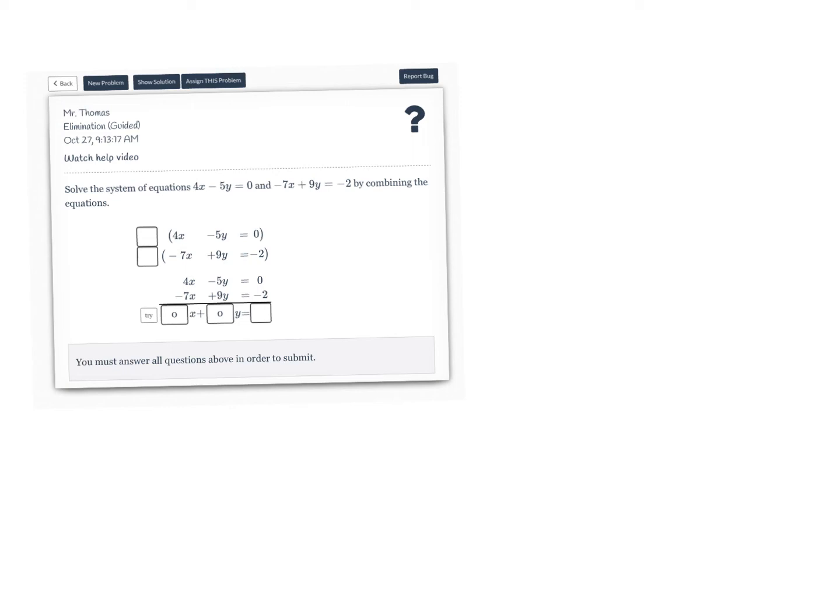All right. Solve the system of equations, 4x minus 5y. I'll go ahead and write it over here. And of course, you don't need to be writing this. You can just follow along. Take a picture in the end if you want. Okay. So here's my linear system of equations. Solve the system of equations, this one and that one, by combining the equations.